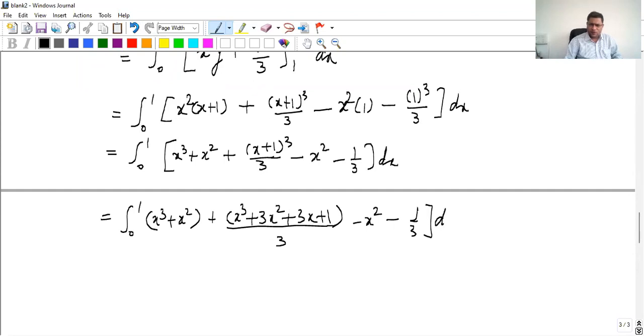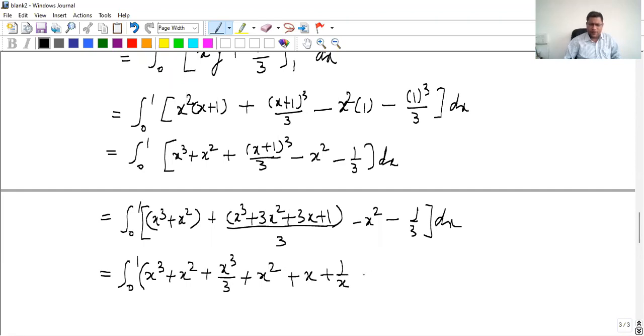And this all we have to integrate with respect to x. So it is 0 to 1. This is x cube plus x square plus x cube by 3 plus x square plus x plus 1 by 3. Are you getting these terms? Minus x square and minus 1 by 3 dx.